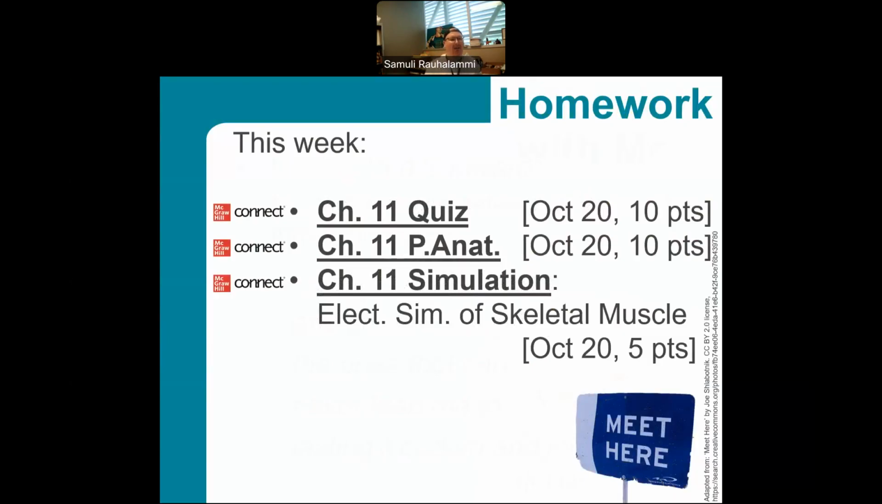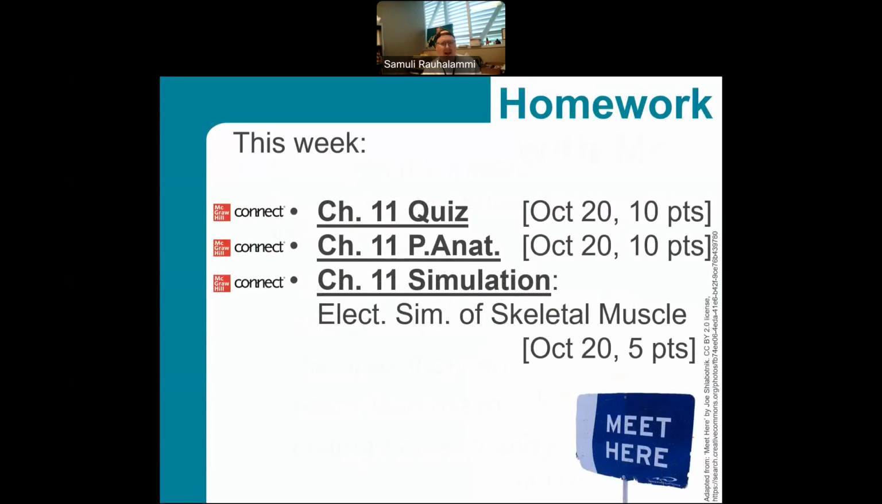This week, I have 3 homework elements for you. I have the familiar chapter quiz. I have the familiar chapter practice anatomy. You've done those before. You will complete them on our publisher's platform, and those grades will transfer directly to your Canvas course's grade book.